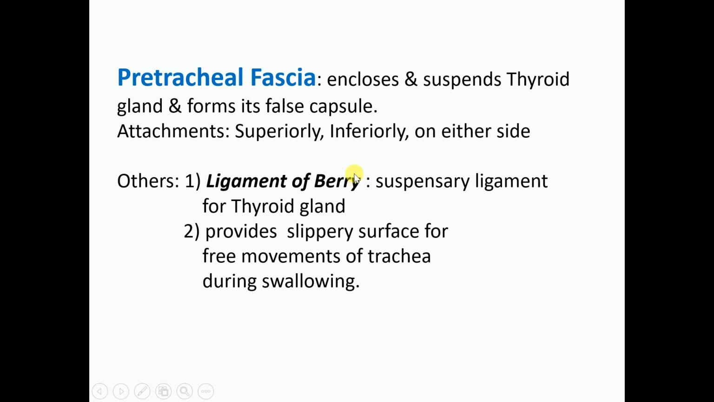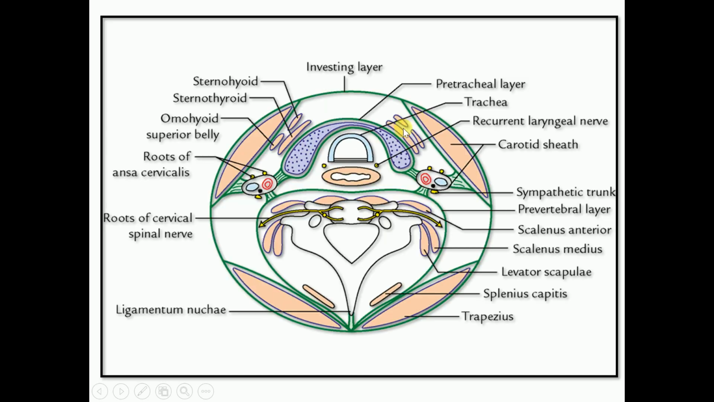Now, tracing of the pretracheal fascia, horizontal tracing. First of all, when traced horizontally, it merges with the investing layer of the deep cervical fascia. In front of the trachea there is the pretracheal layer. When we trace from the posterolateral aspect, it merges with the investing layer of the deep cervical fascia, and also encloses the sternocleidomastoid muscle and the anterior wall of the carotid sheath. This one is the carotid sheath, and this is the anterior wall of the carotid sheath.